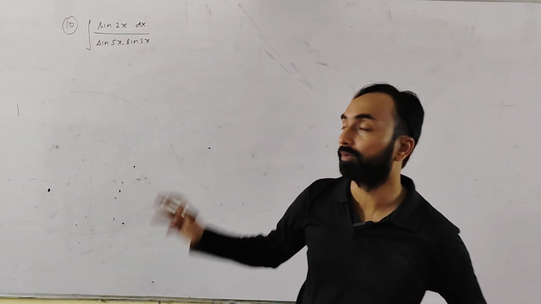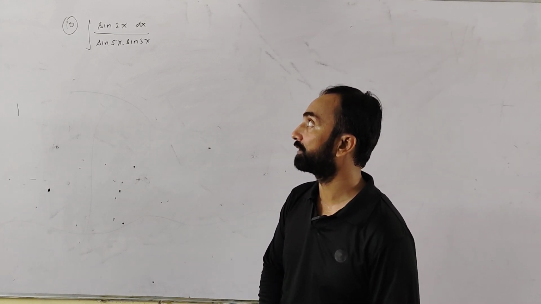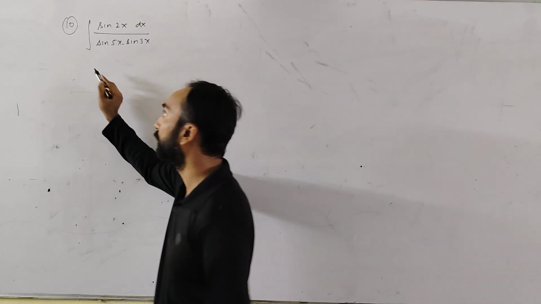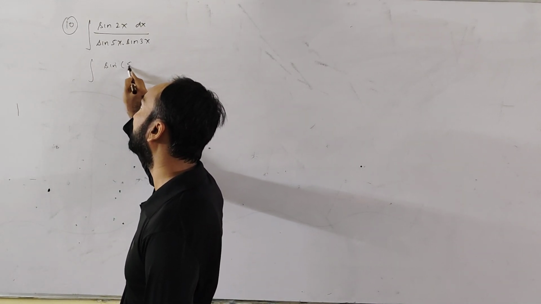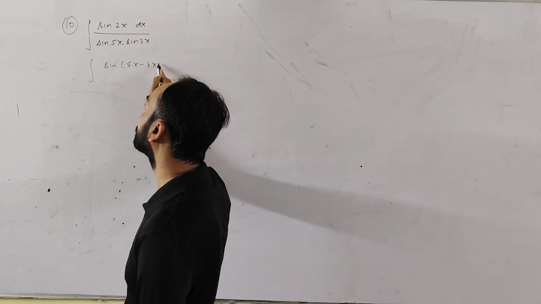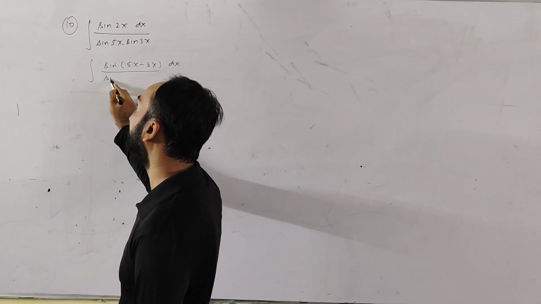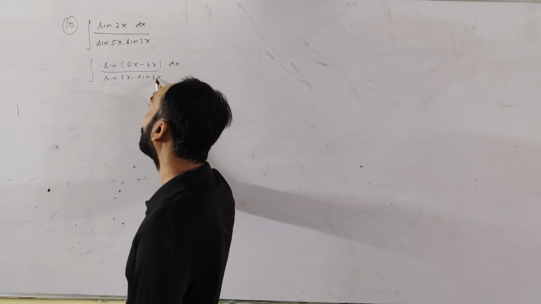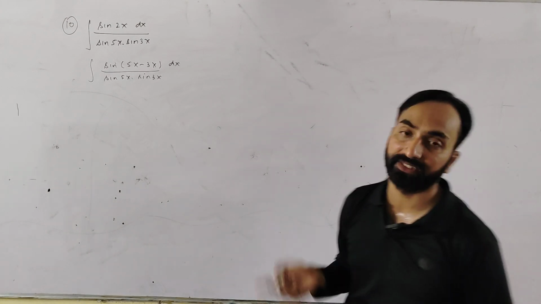Okay, so the next problem we have is the integral of sin 2x divided by sin 5x into sin 3x dx, right? So let's see how we can find the integral of this. First of all, sin 2x can be written as sin(5x minus 3x), correct? And in the denominator we are not changing anything, sin 5x into sin 3x. Now the numerator becomes a formula based on the formula sin(A minus B).